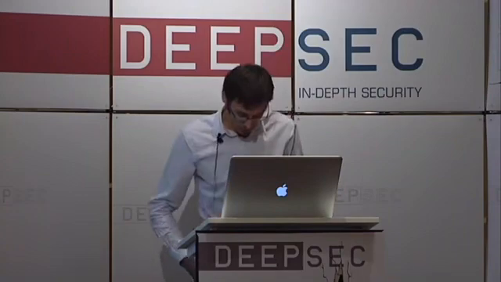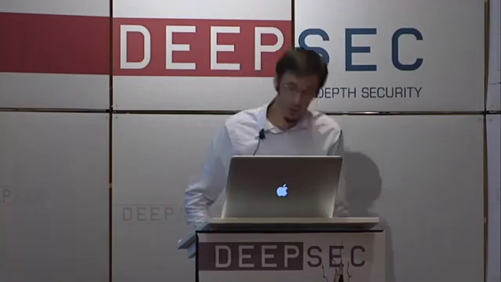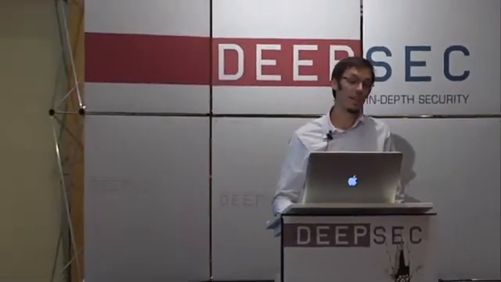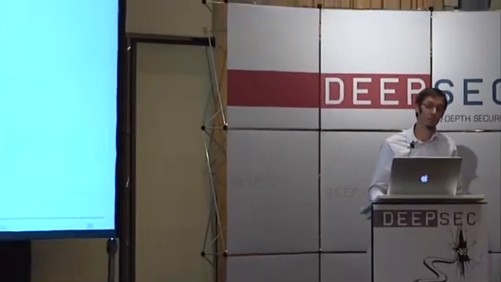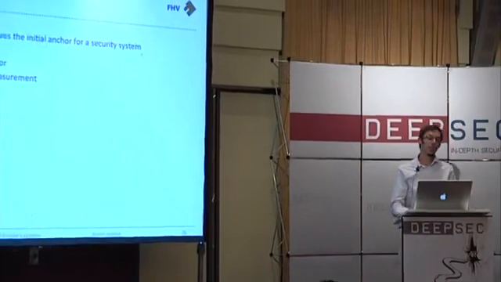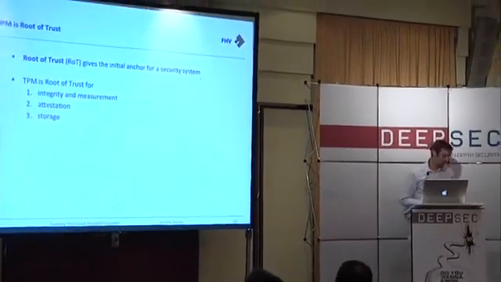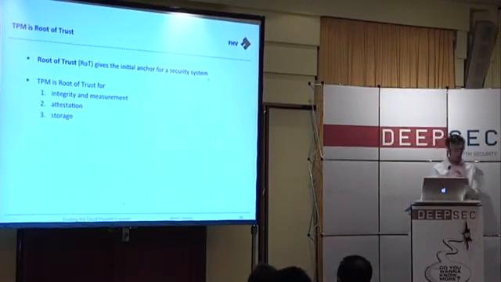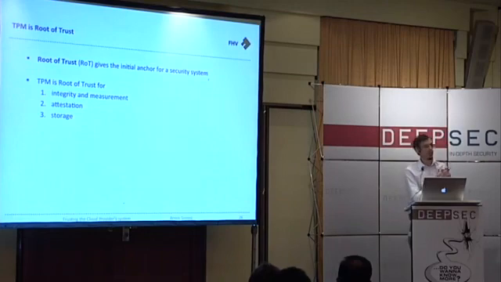An important concept with trusted computing is the so-called root of trust. A root of trust gives the initial anchor for a security system, and the TPM can play different roles of root of trust. It can be the root of trust for measurement, which we used in our work. It can be root of trust for attestation, which we also used, and then root of trust for storage, which is not so important in our case.